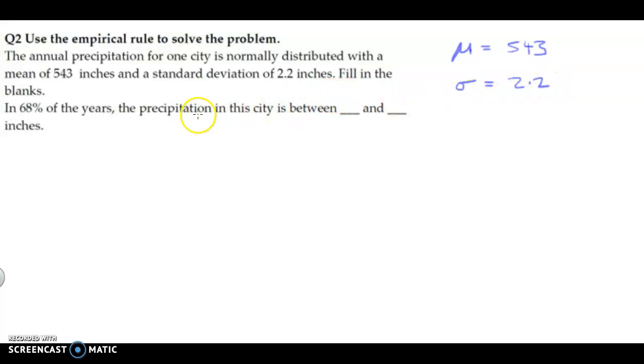And then we're asked to fill in the blanks. And 68% is a key thing here to do with the empirical rule, which is a kind of a guideline to go by. The precipitation in this city is between something and something inches.